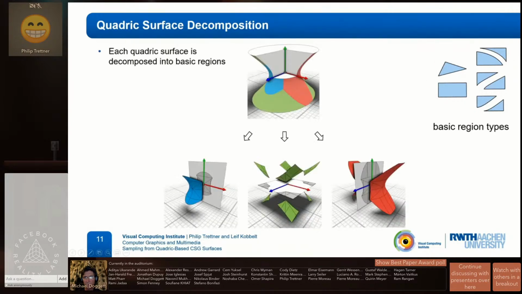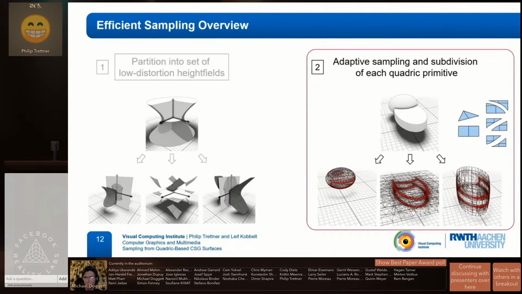So each quadric surface is decomposed into these basic regions. These basic regions, they live on the coordinate planes, and if they are projected back onto the quadric surface using the height field function, we get a decomposition of the whole quadric surface. And each of these height field regions has an area distortion, which is at most square root 3. So this is the decomposition into low distortion height fields. And this is the starting point where we will now drive an adaptive sampling and subdivision scheme that will narrow down and discard regions where we don't need any samples at all.